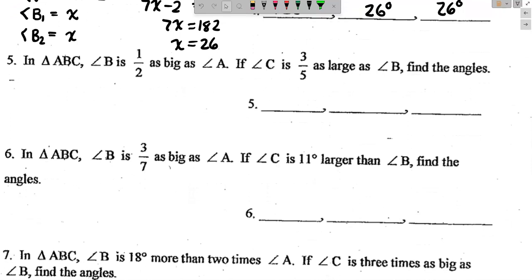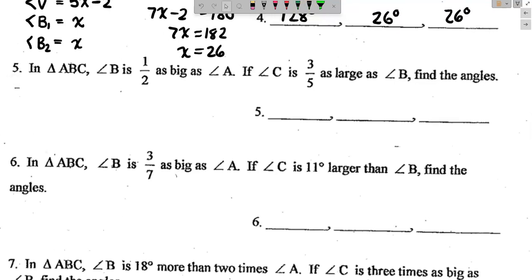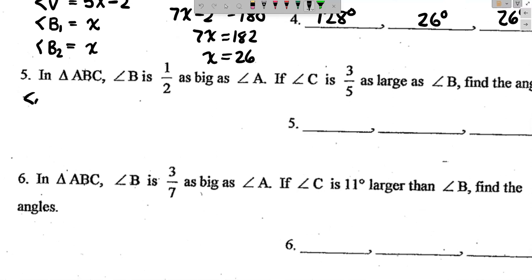So in triangle ABC, it says angle B is 1/2 as big as A, and C is 3/5 as large as B. So this is very similar to the first example we did, except we're now dealing with fractions. So angle B's expression is created in terms of angle A. We don't have a description for A, so let's just call A x. So B is going to be half as big as A, so we would express that as 1/2 times x.